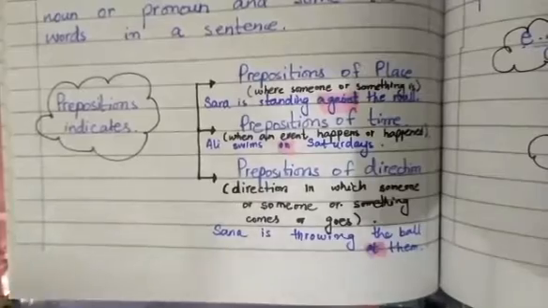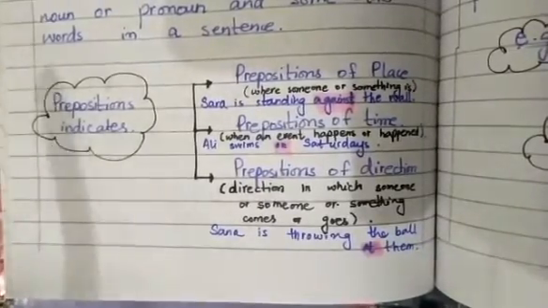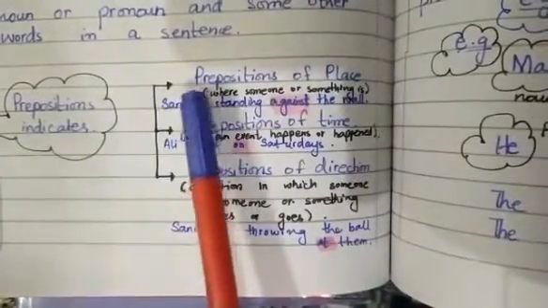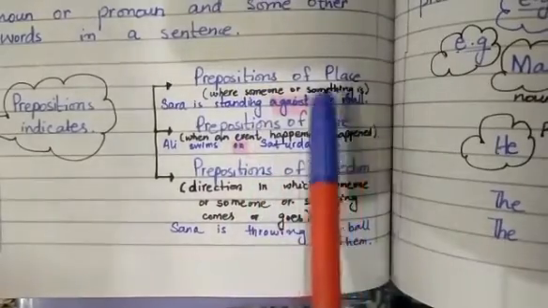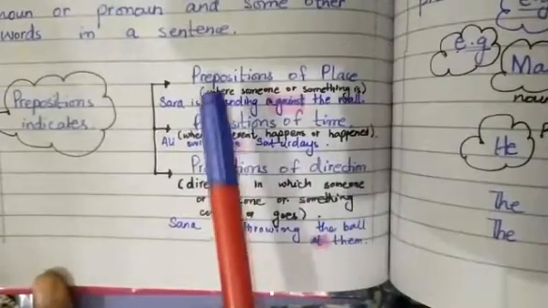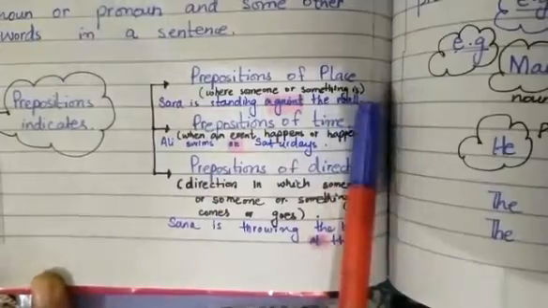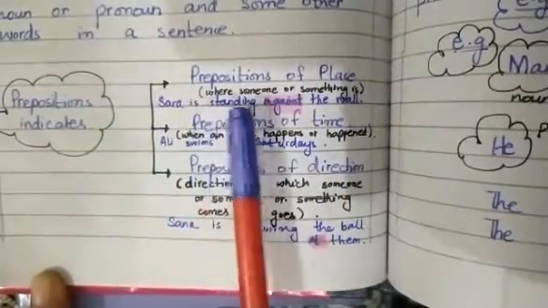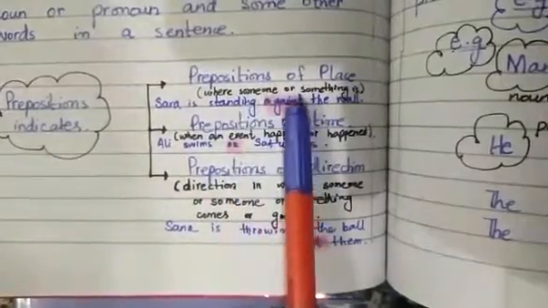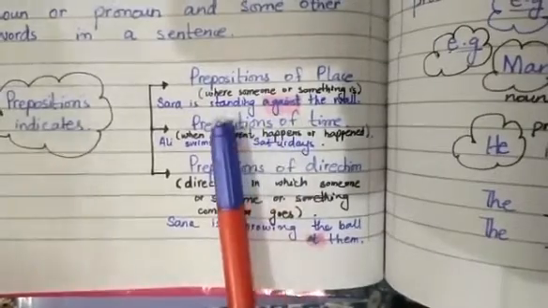Dear students, different prepositions indicate different positions. For example, let us see preposition of place, preposition of time and preposition of direction. Preposition of place indicates where someone or something is. For example, Sarah is standing against the wall. Here, the word against is the preposition that is telling the position of the place where Sarah is standing. Okay?